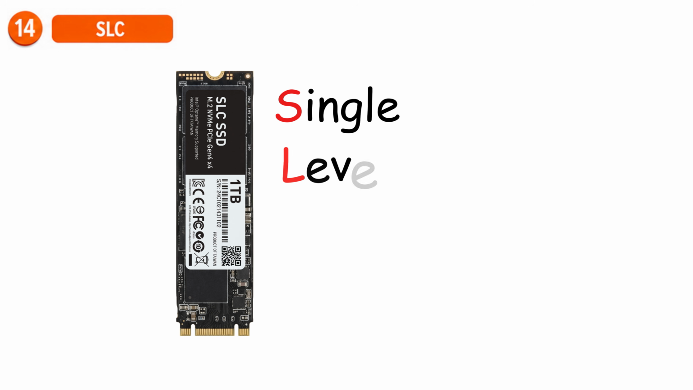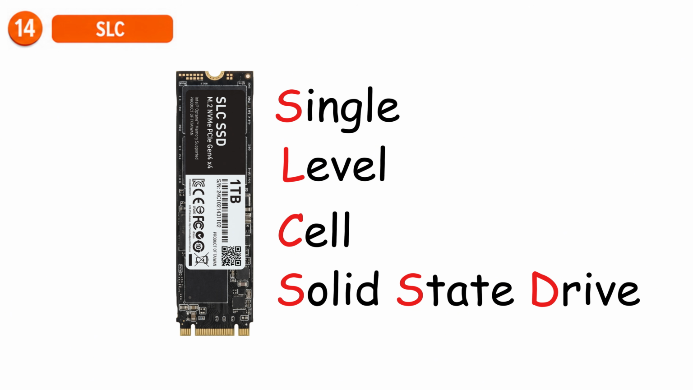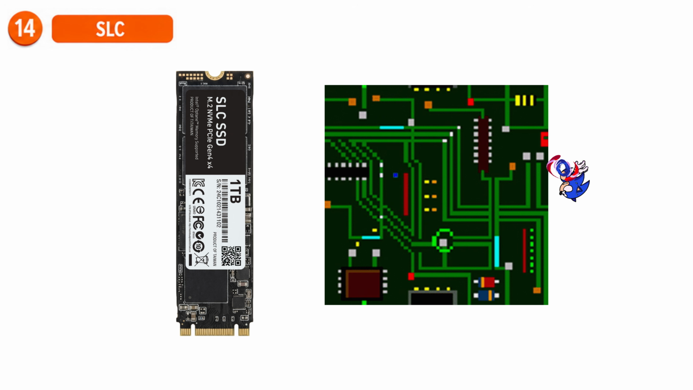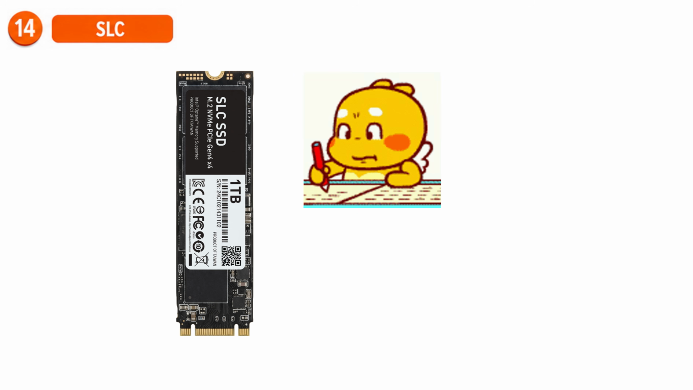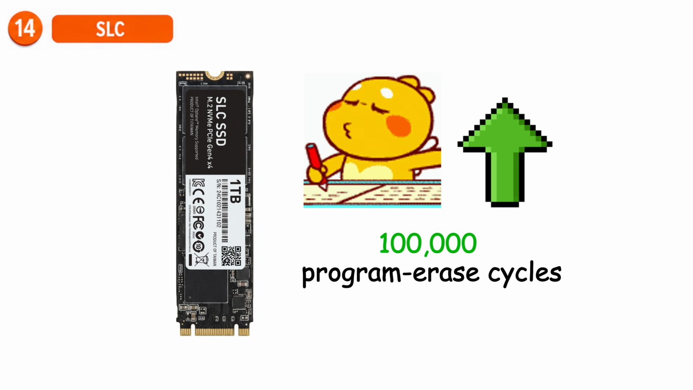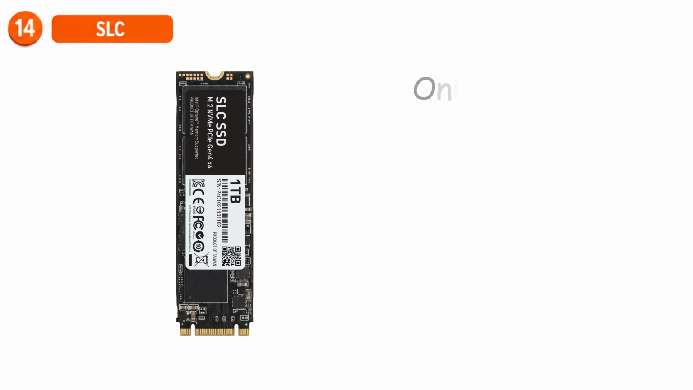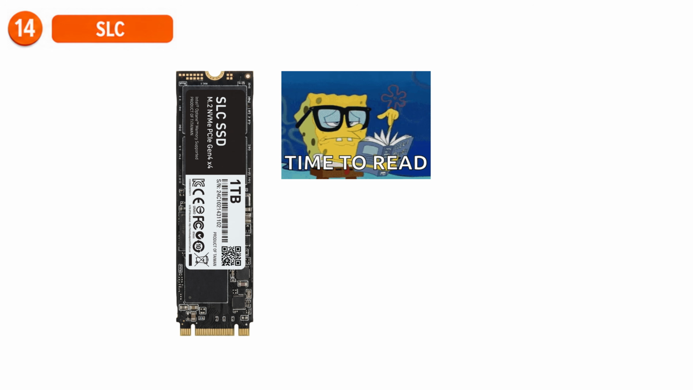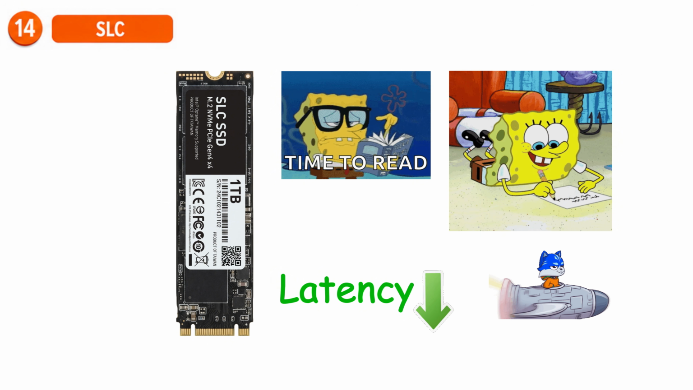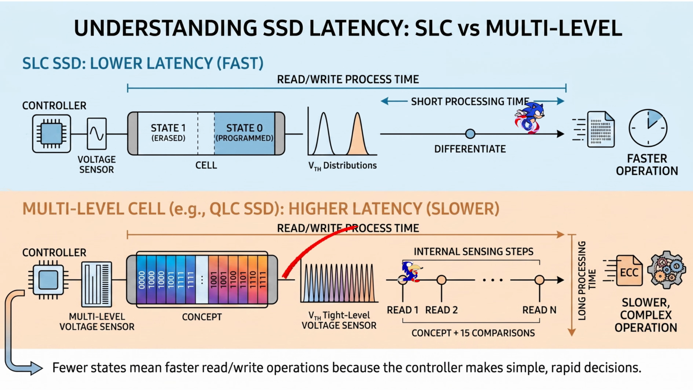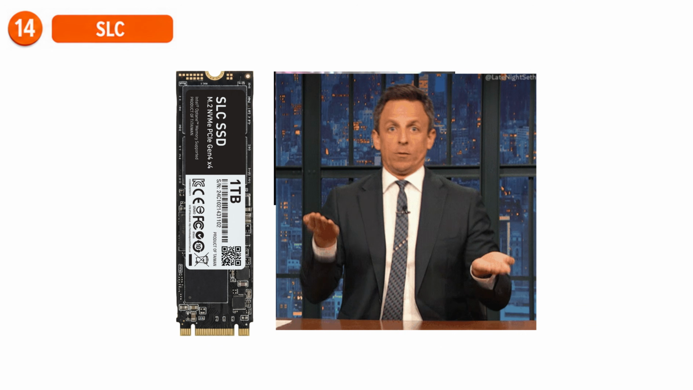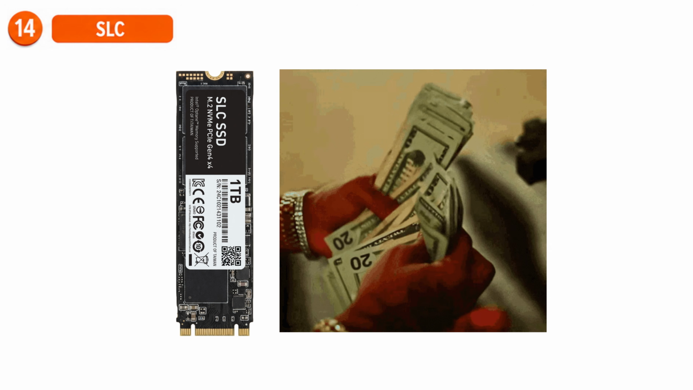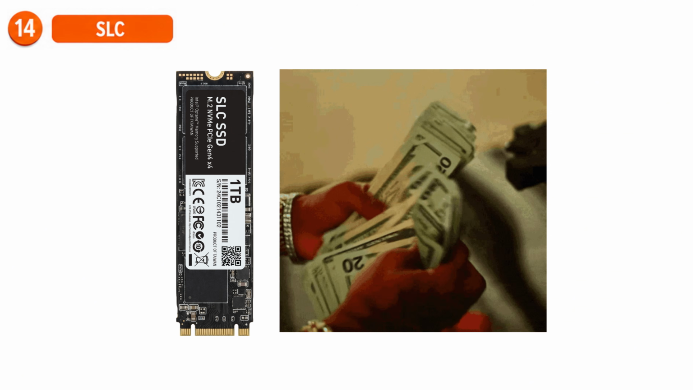SLC, Single-Level Cell solid-state drive, referred to as SLC NAND, stores a single bit per memory cell, making it the fastest and most robust flash memory architecture available. Write endurance can surpass 100,000 program erase cycles, in contrast to approximately 1,000 to 3,000 cycles for TLC NAND. Additionally, read and write latencies are lower, since the controller only needs to differentiate between 2 voltage states instead of multiple levels. The trade-off, however, is in storage density, as an SLC SSD can be several times more expensive than a TLC SSD of equivalent capacity.